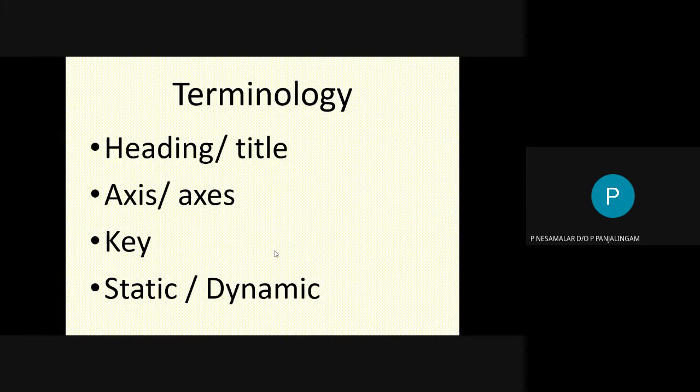I'm going to refer to some terminology that I will use in this video, such as heading or title, axis or axes, key, static or dynamic. Static refers to charts in which the data does not show change over time, whereas dynamic refers to data that does show change over time.